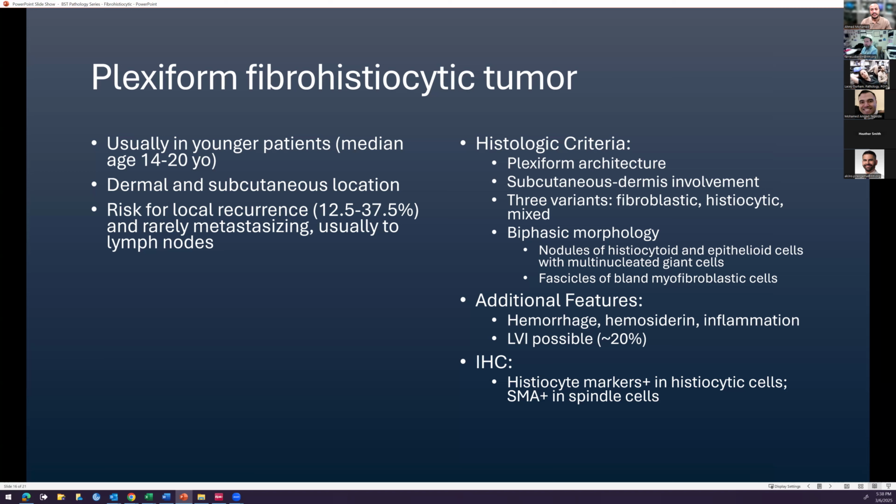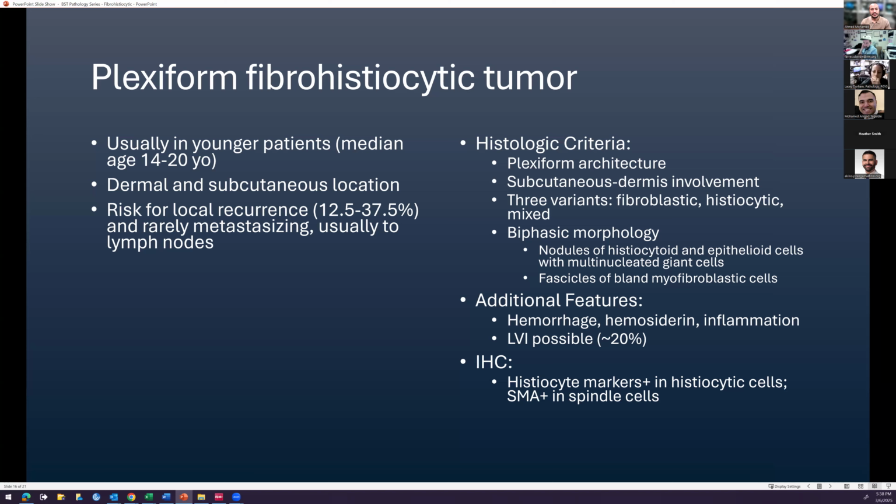So histologic criteria. Plexiform architecture is the main thing. You gotta have it, right? It's generally sub-Q slash dermal, right? So those are what you're looking for. And then the other criteria depends on which variant you're looking at. There's three general subtypes of what it might look like, right? One is the fibroblastic variant, one's the histiocytic variant, and one's the mixed variant.